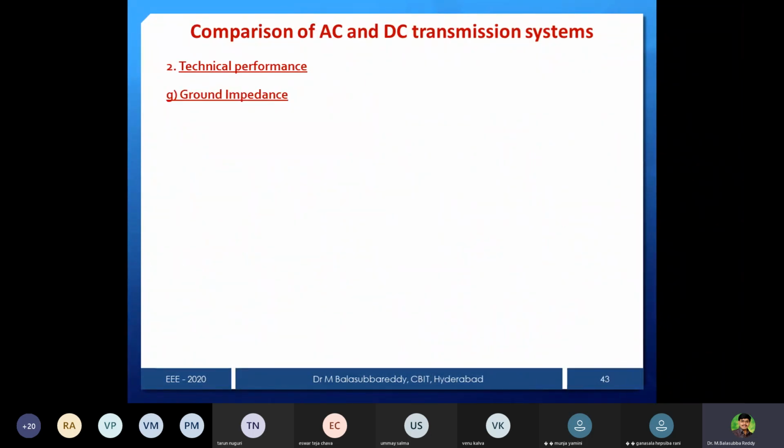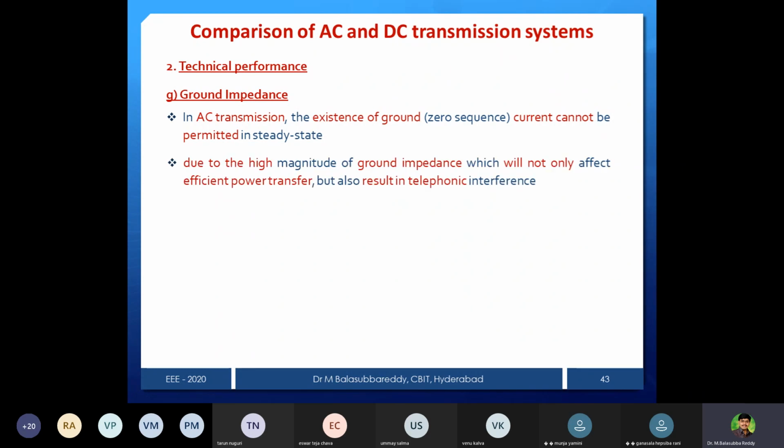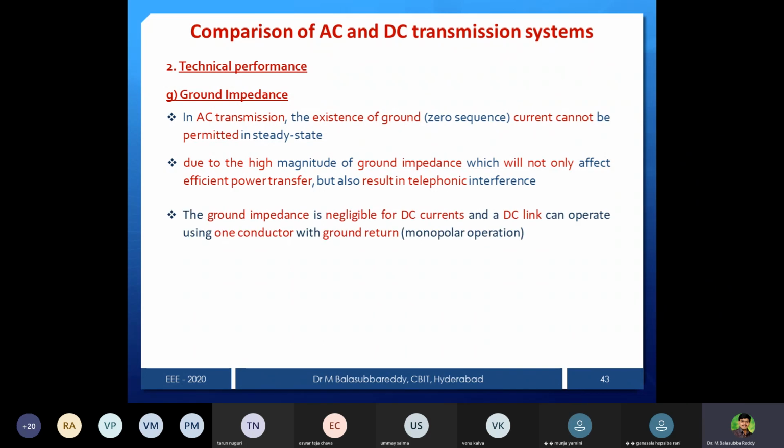Another problem is the ground impedance. This is also a major thing in AC. In AC transmission, the zero sequence current cannot be permitted in a steady state. Due to this, what will happen? High magnitude of the grounding impedance will not only affect power transfer, but also result in telephonic interference. That is what I am telling in the AC case. Ground impedance is negligible for the DC current, and a DC link can be operated using one conductor with a ground return. That will be the monopolar type.